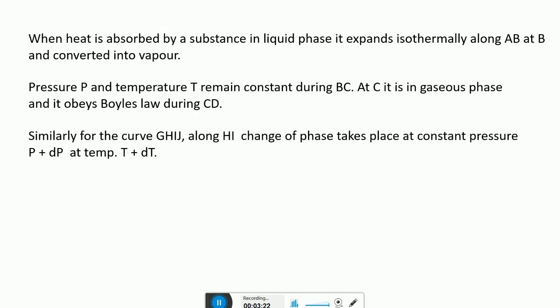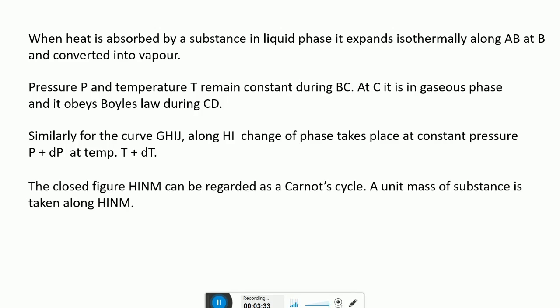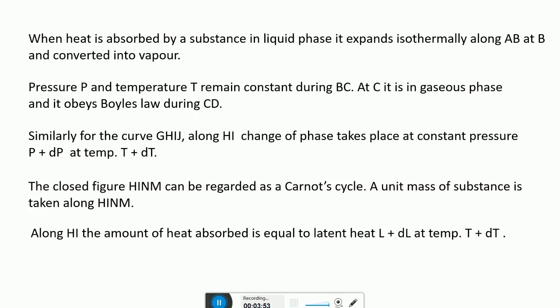Similarly, along the curve GHIJ, along HI, the change of phase takes place at a constant pressure P plus dP and temperature T plus dT. If we join HM and IN by dotted lines, then the closed figure HINM can be regarded as a Carnot cycle. And we also consider that a unit mass of substance is taken along HINM.